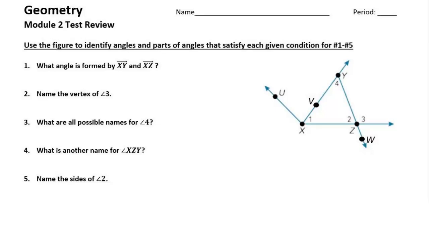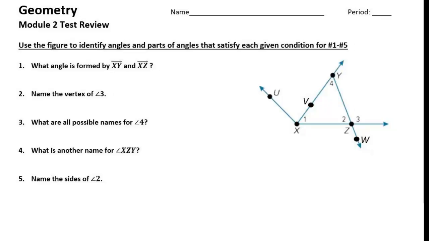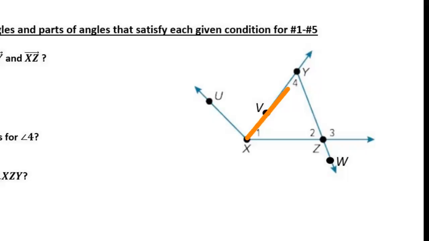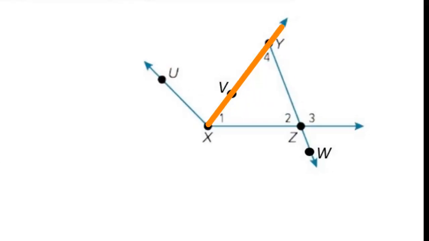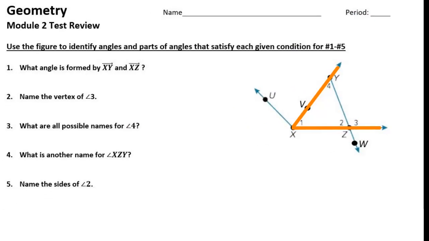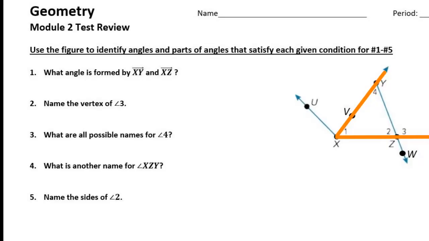So number one, what angle is formed by ray XY and ray XZ? Well, ray XY is this ray right here, and ray XZ is this ray right here. And so this is the angle that we are looking at, and we want the name of that angle.